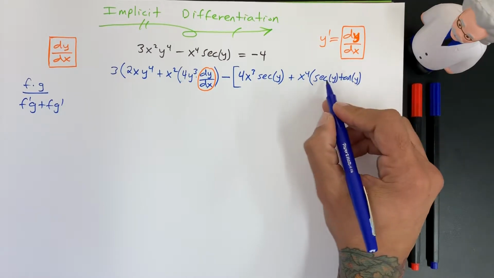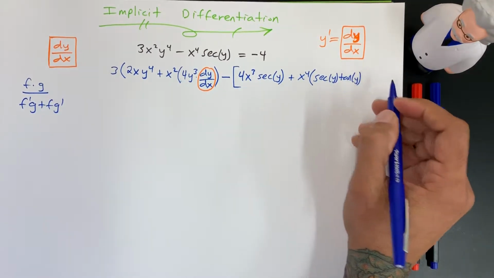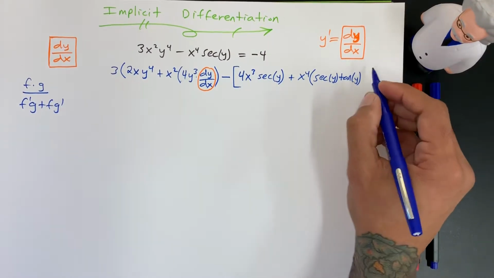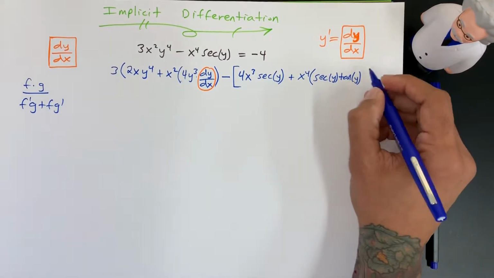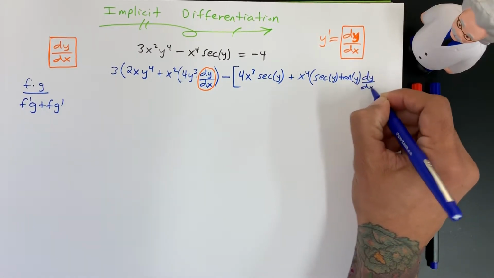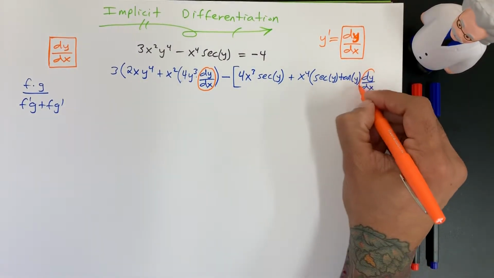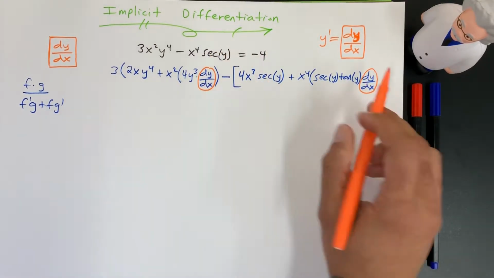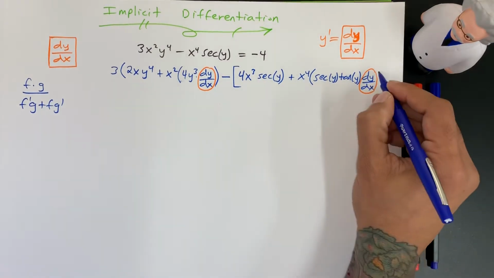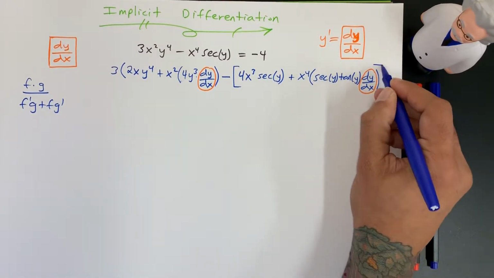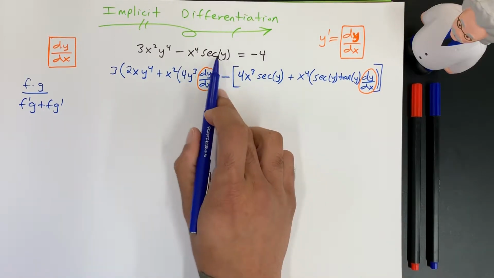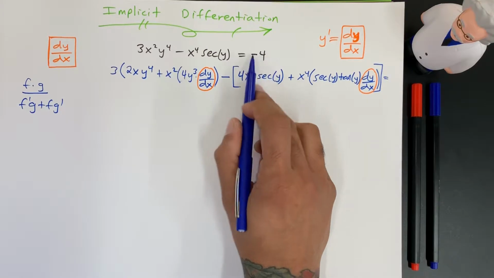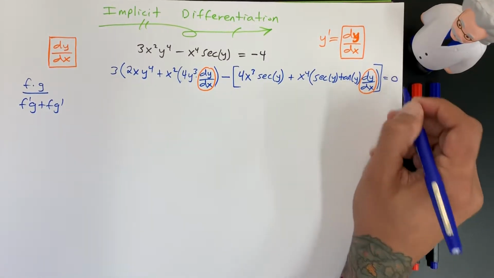And since we took the derivative of this, we need to do the chain rule, right? And we need to put dy dx. So dy dx, because we took the derivative of y. Secant had a y in it, and so taking the derivative of this thing, we have to write dy dx after the term. Okay, this whole thing here is only for these two, and now we still equal -4, but taking the derivative of a constant, that's gonna be 0.